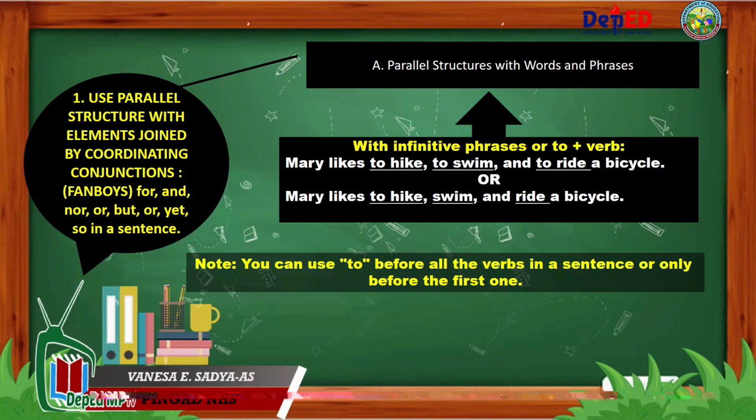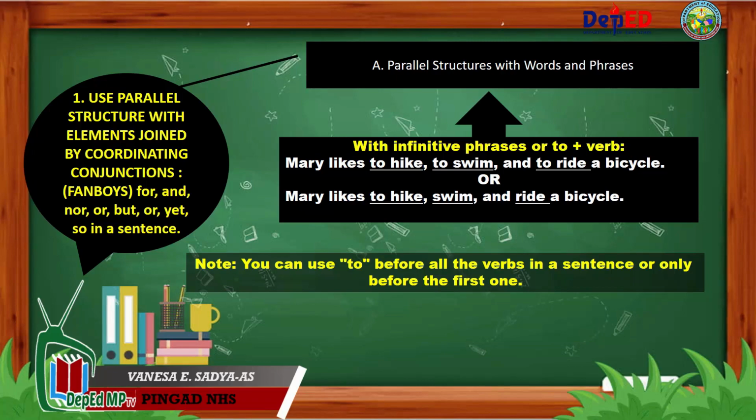Another, we have infinitive phrases, or to plus verb. In the sentence, Mary likes to hike, to swim, and to ride a bicycle, or Mary likes to hike, swim, and ride a bicycle. If we are going to compare the 2 statements, it is quite different with each other. However, students, that is okay, because in the note, it says there that you can use to before all the verbs in a sentence or only before the first one. So that is still a parallel sentence.